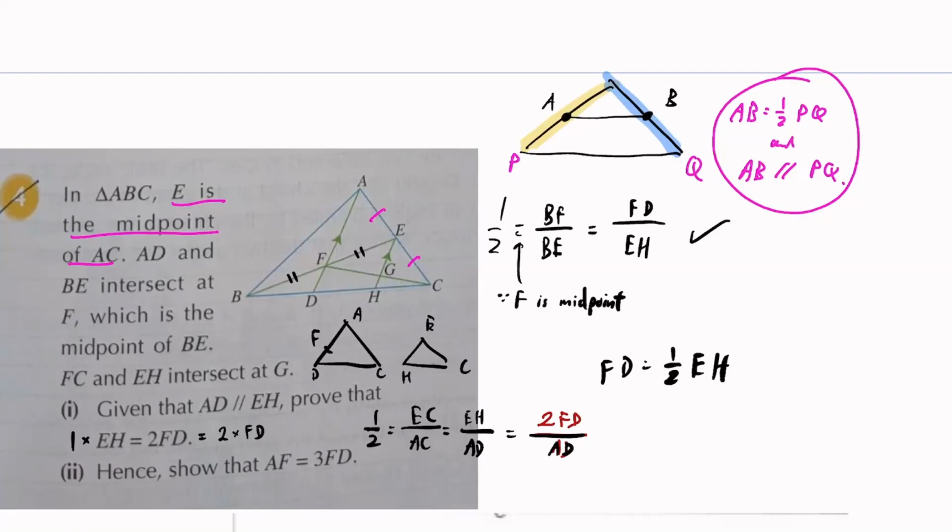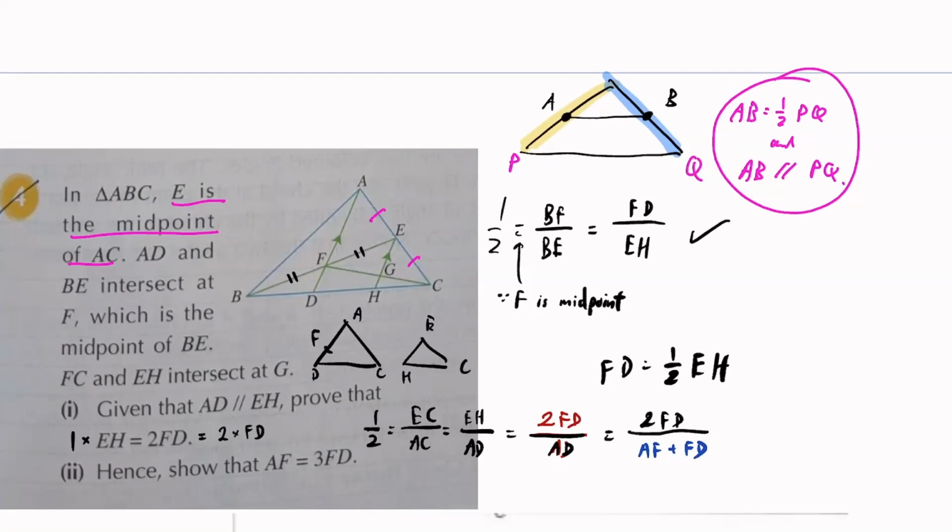But what's AD? Well, what's our goal? We want something involving AF and FD. Right? Yeah. We have FD, that's good. We have AD, that's good. AD is FD and AF. Then you just replace it with a sum, right? AF plus FD. All right, then you can cancel the FD.